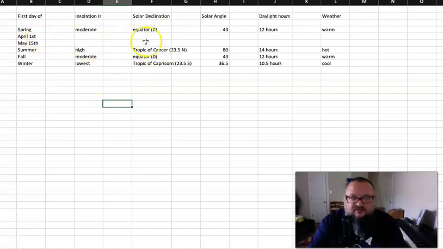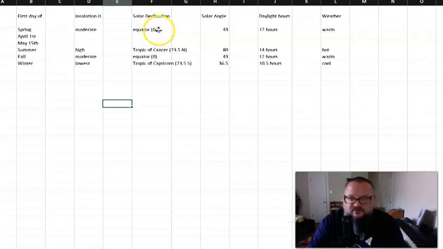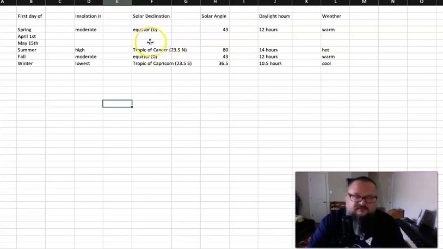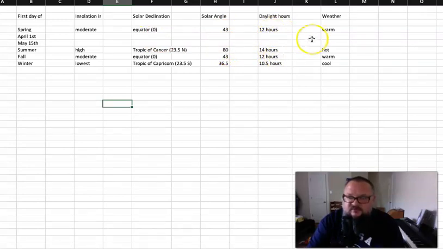Because on April 1st, the solar declination, we can just estimate it, but it has to be somewhere between the equator and 23.5 degrees to the north. Solar angle has to be somewhere between 43 and 80. Daylight hours has to be somewhere between 12 and 14. So we can use these to estimate.